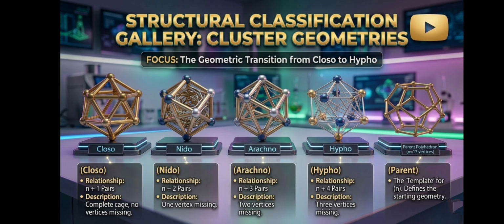Finally, we have the hypo category, following the n plus 4 pair relationship. In this case, 3 vertices are missing. While these are less common, they represent the most open nest-like geometry in this series.